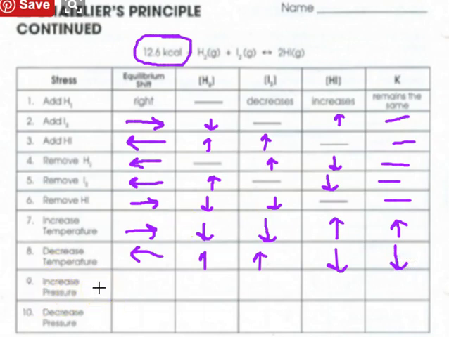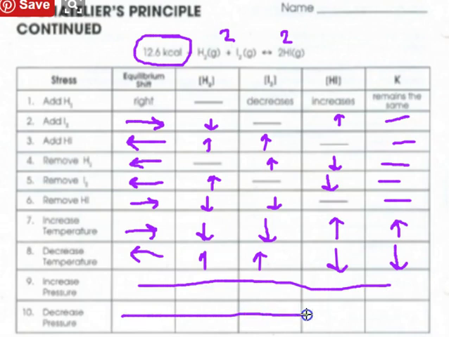What about pressure here? We said that if we increase the pressure, that's going to make the volume go down. We don't have enough space, so we have to go to the side where there are fewer gases. On the left-hand side, we have H2 and I2 gas. That's two gases. And on the right side, we have 2 HI. That's also two gases. So there's two gases on the left, two gases on the right. If we increase the pressure, there are the same number of gases on both sides, so nothing happens. That's also true if we decrease the pressure.